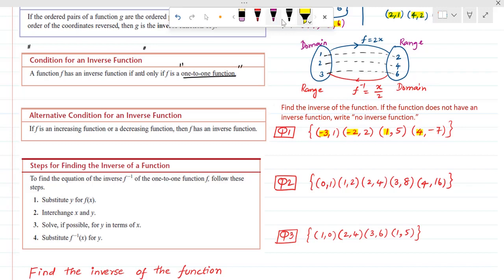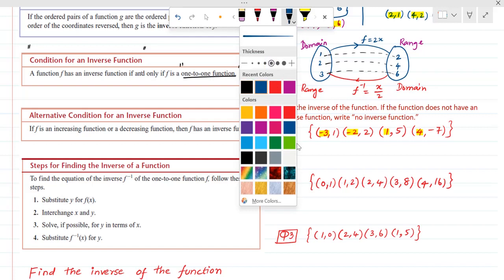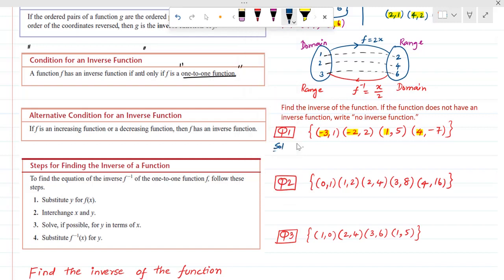So now I will write the inverse. You just have to reverse the order. So what is the order here? (1, -3), here (2, -2), then (5, 1), then (-7, 4). So this is my inverse function.